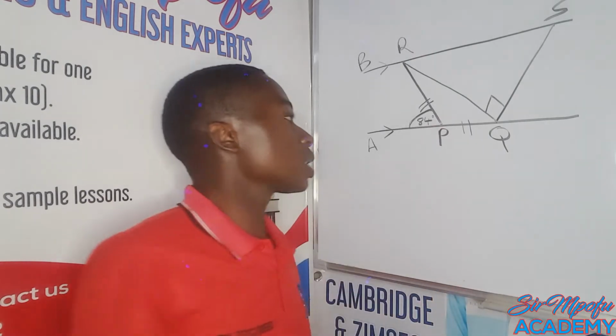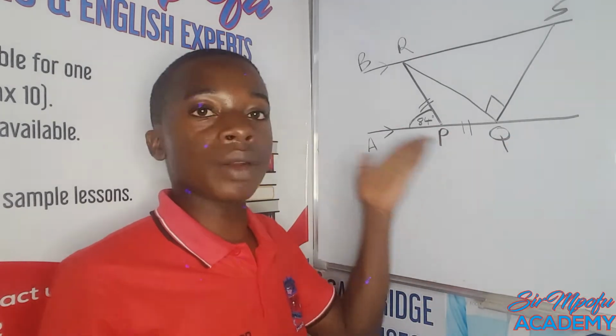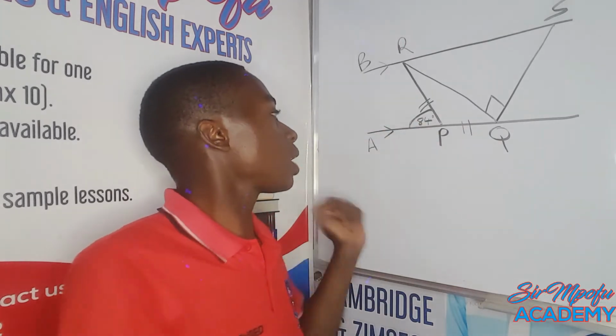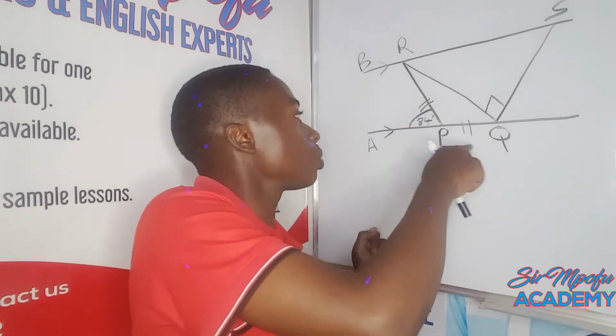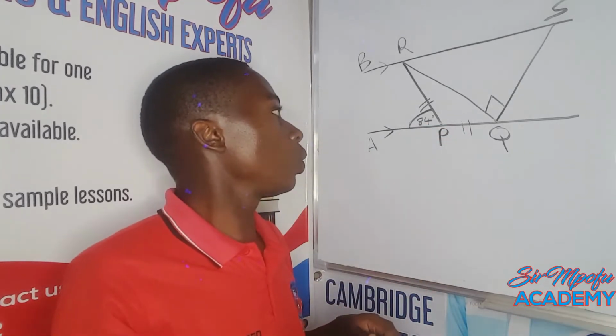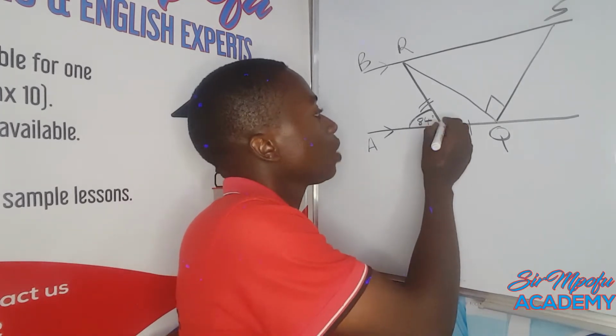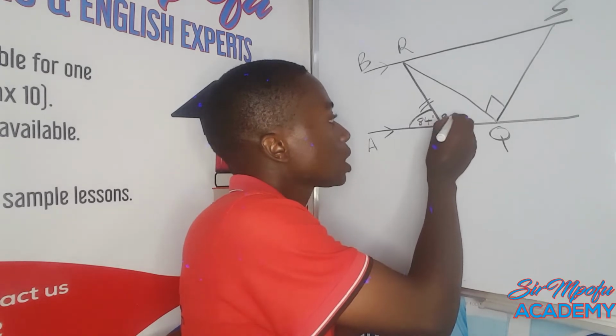So how do we get this angle? We just say, remember this is a straight line, right? Because these are parallel lines. This is a straight line. So we are saying 180, a straight line makes 180 degrees. Remember, 180 minus 84 will get 96. So this is 96 degrees.